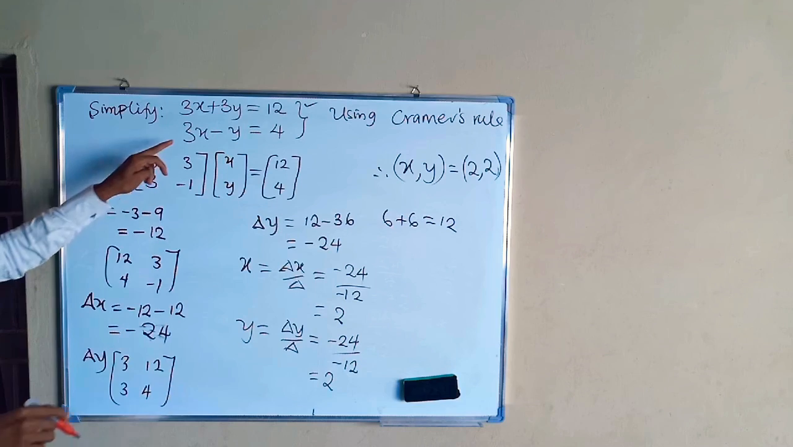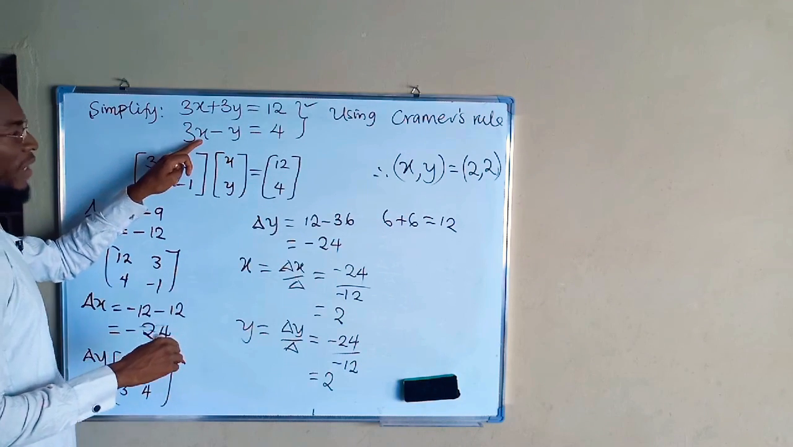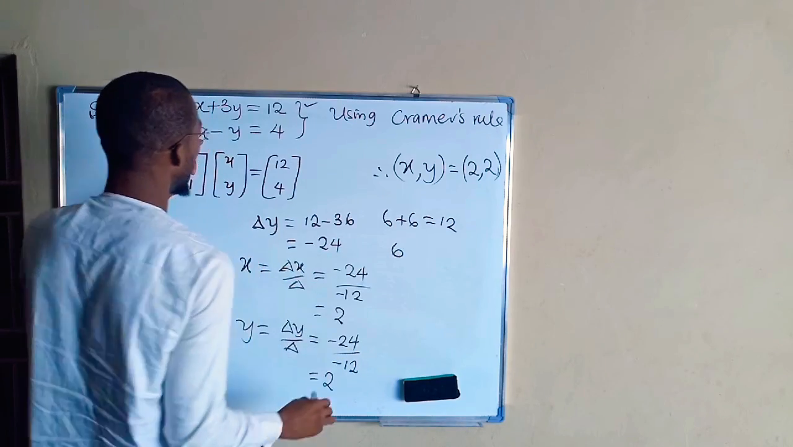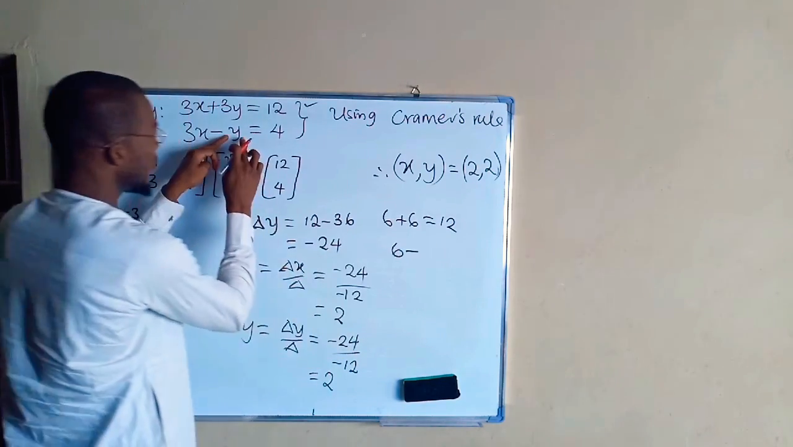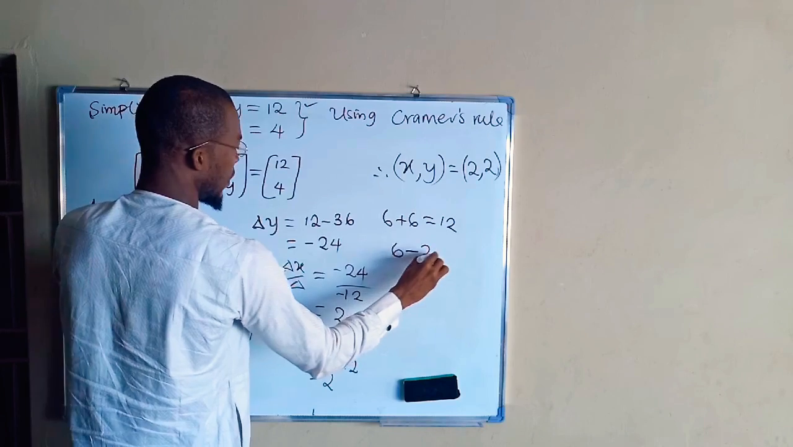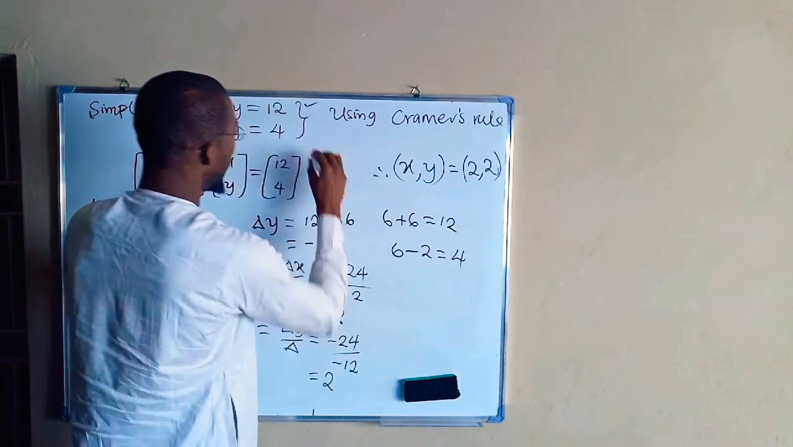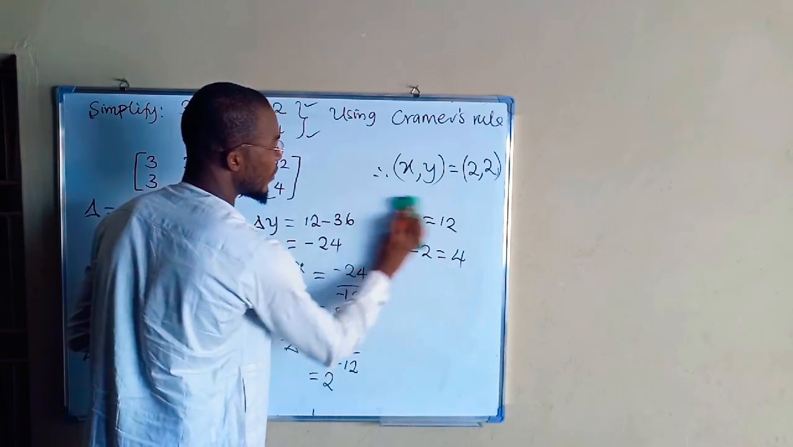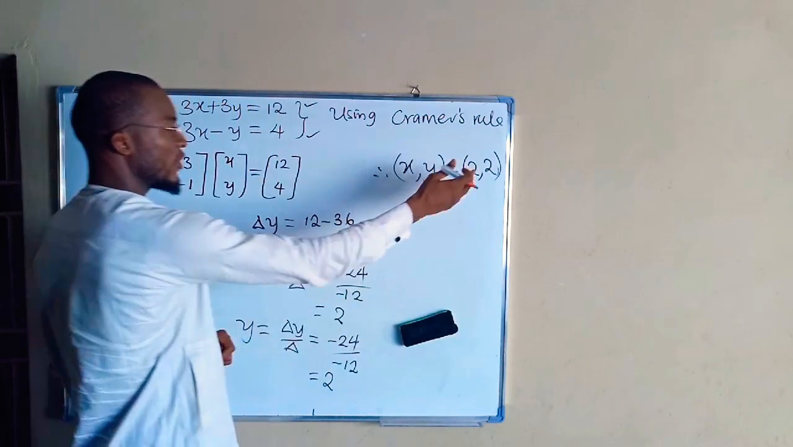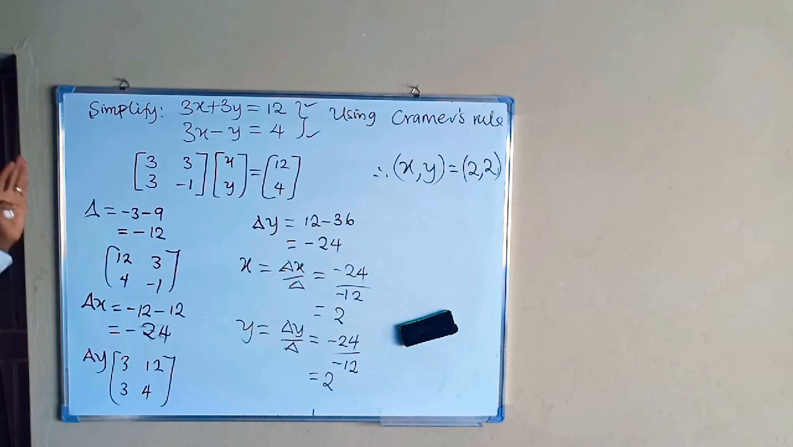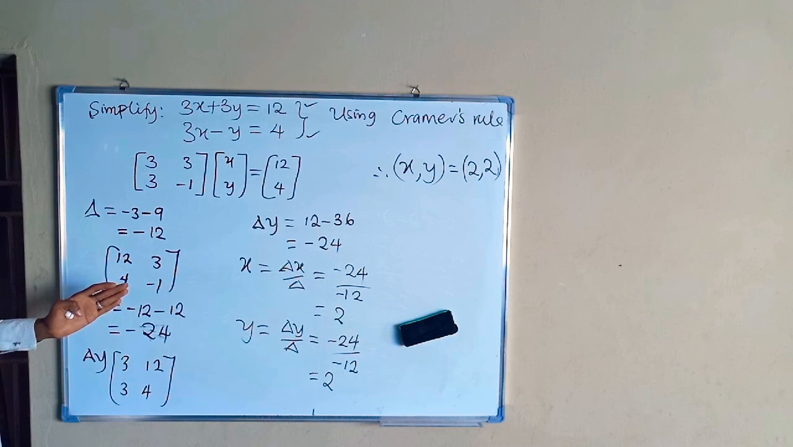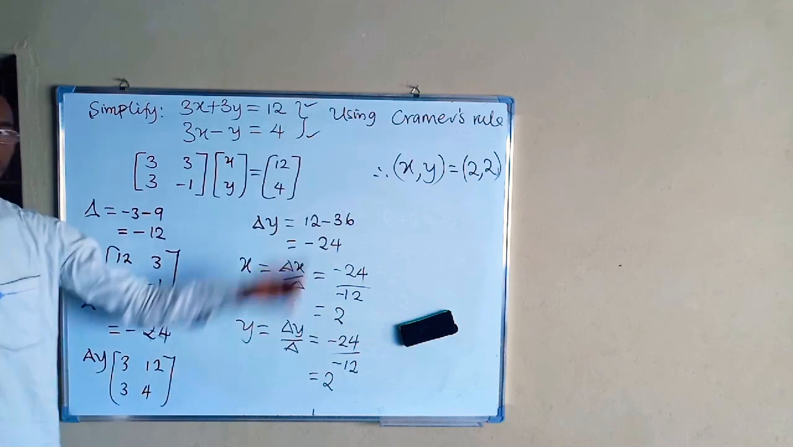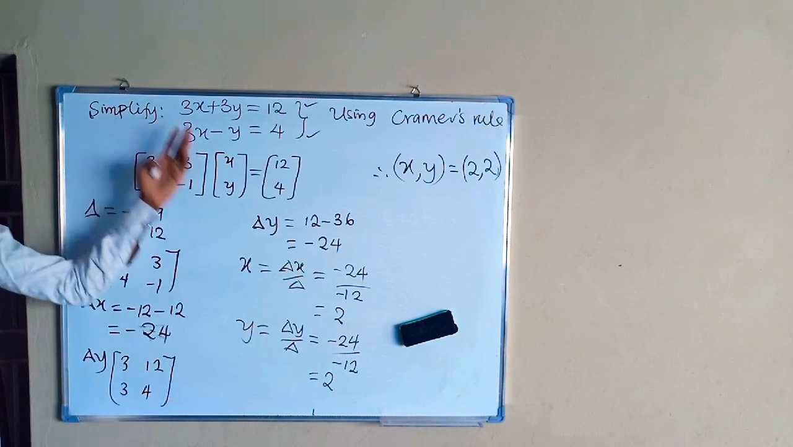Then you need to test the second one. 3 times the value of x, 3 times 2, is the same thing as 6. Then 6 minus the value of y, which is 2, is equal to 4. So this one holds. Therefore the real values of x and y are 2 and 2. So this is exactly how to find the values of x and y using Cramer's rule for a given simultaneous equation.